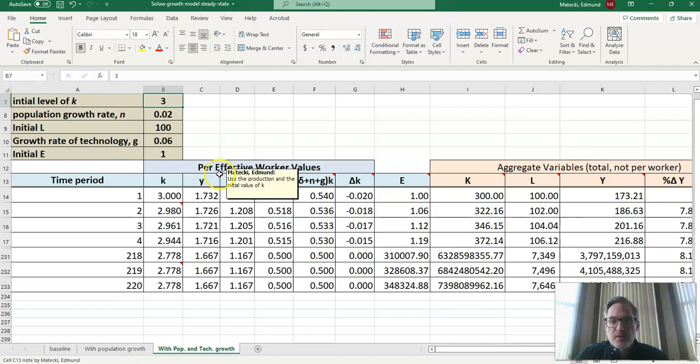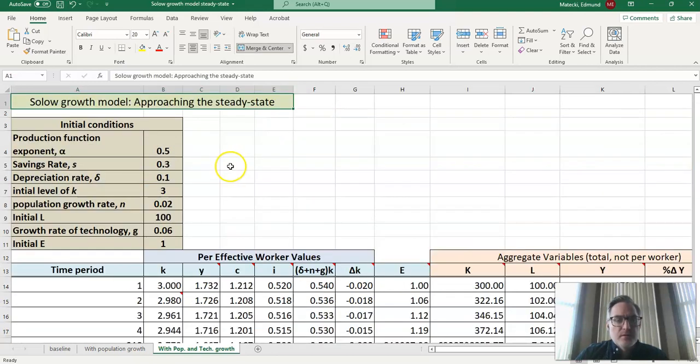Also make sure to look at the notes I've put here. If you have any trouble interpreting what's going on in these cells, look at the notes. I explain what I'm doing in each column. And then you can also dive into the cells here to see the formulas that I've input. That'll also help you understand where these values are coming from. So that wraps up what I wanted to say about the Solow model in this spreadsheet.